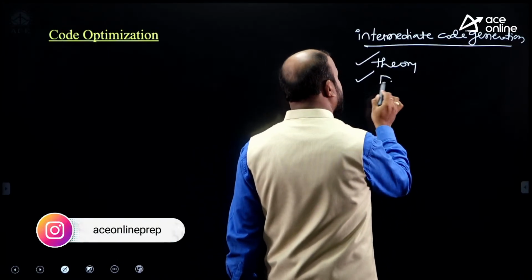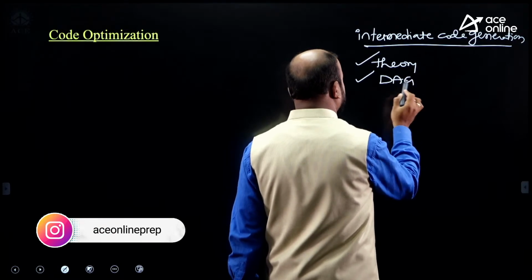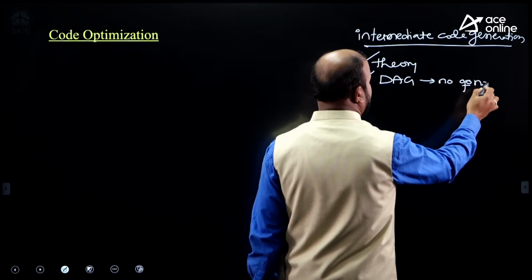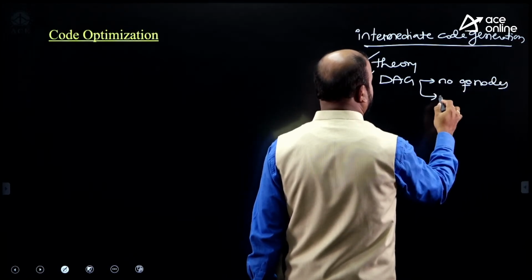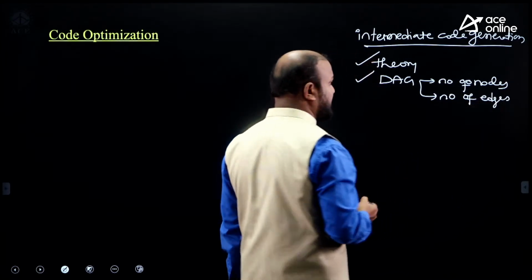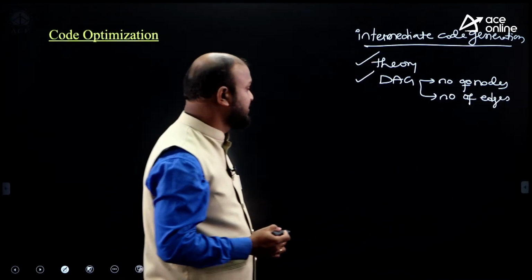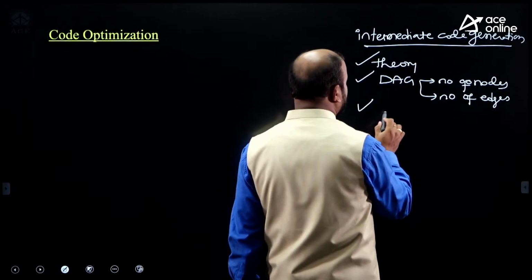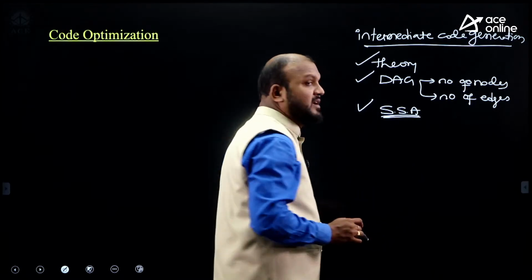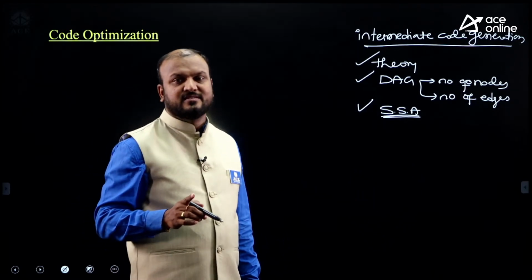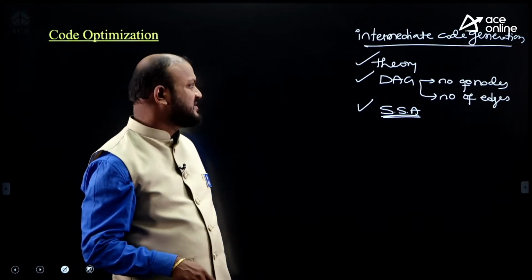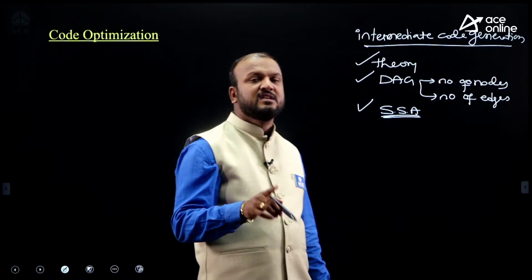Questions were asked on the directed acyclic graph, like how many nodes and how many edges: number of nodes and number of edges kind of questions. And a question was also asked on static single assignment form. What is static single assignment form? Each variable is going to have a single assignment, not multiple assignments. It means no reassignment is there; every variable should have only a single assignment.